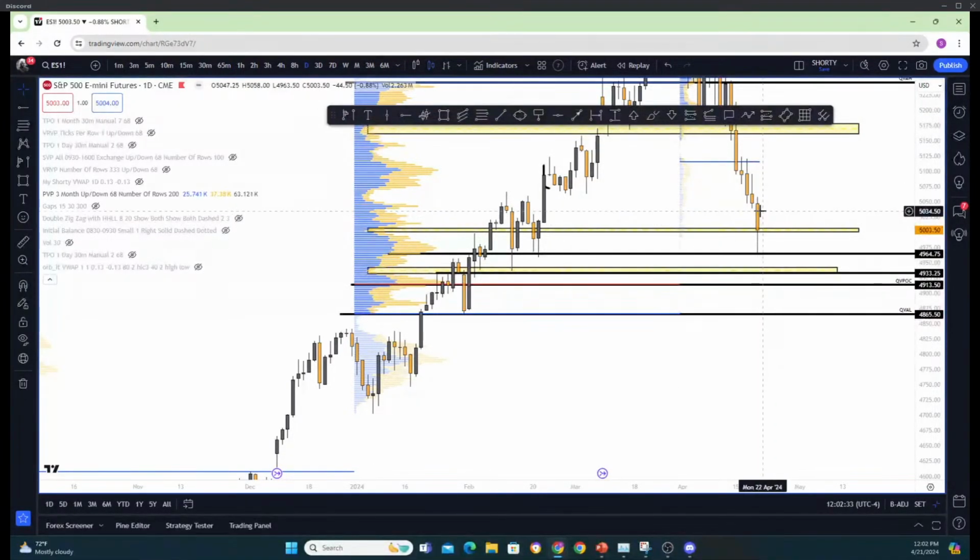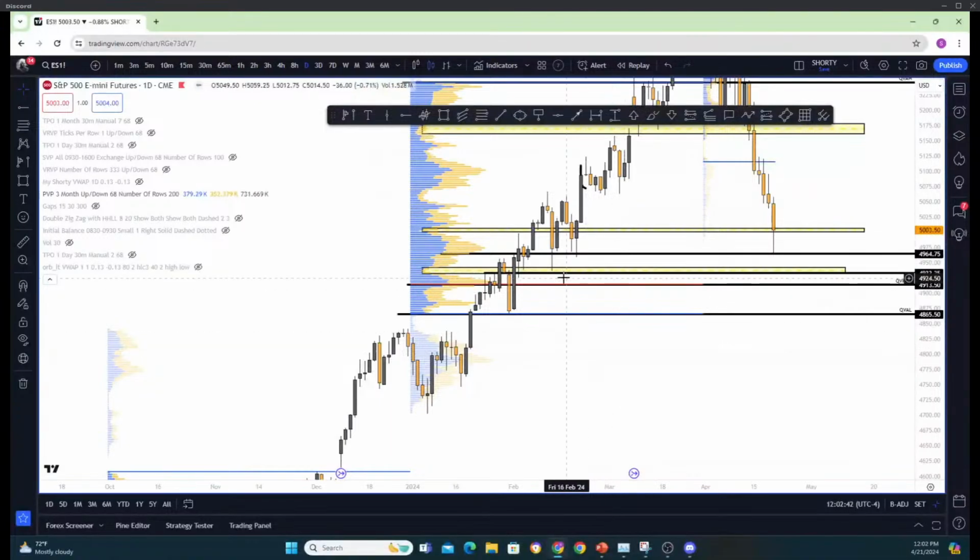Back there, yeah, right there. Because it was such a violent move from there up, and then we never really came back. Yep. And this becomes a very good zone for potential long.